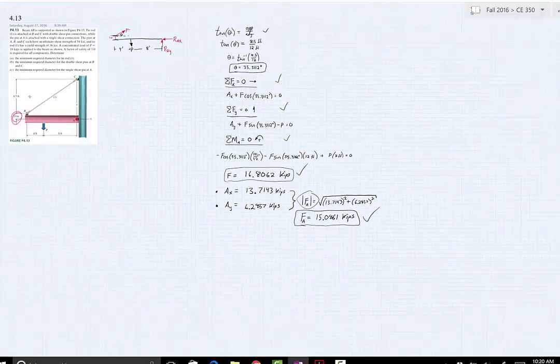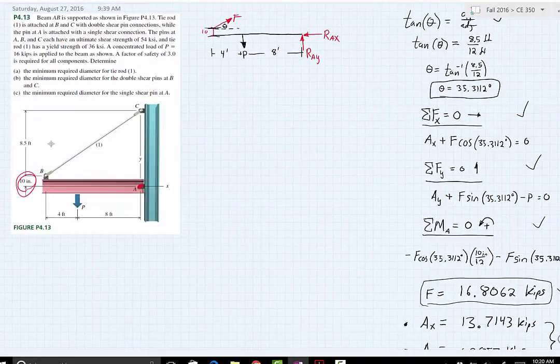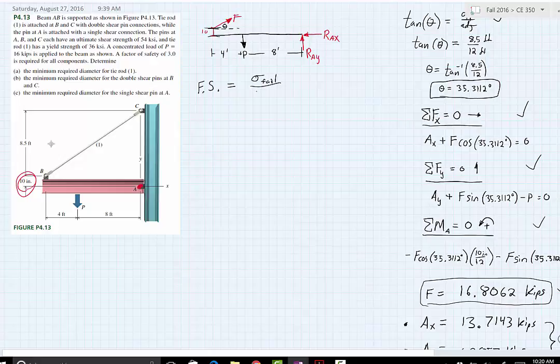So now that we know the forces acting at tie rod 1 and the force acting at A, what we can do now is look at what the problem was actually saying. So in chapter 4, we're talking about a factor of safety. So factor of safety is going to equal our stress at failure divided by our stress allowable. Now think about this logically. If we want a factor of safety to be larger than 1, then the value that we have up here in the numerator has to be larger than the value that we have down here in the denominator. So this is smaller.